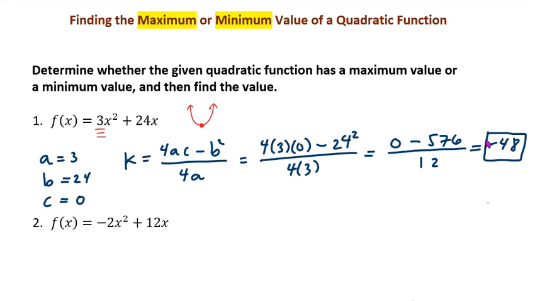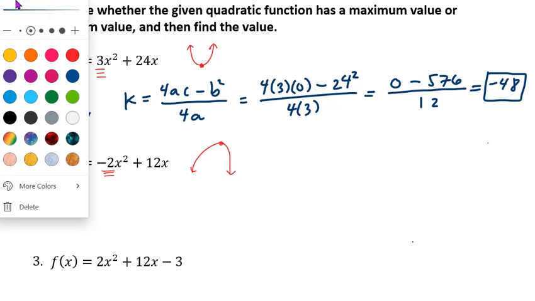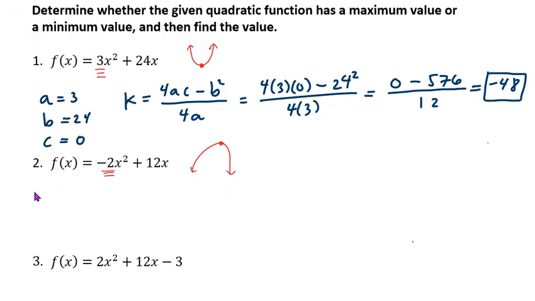Let's have item number 2. We have f of x equals negative 2x squared plus 12x. The leading coefficient is negative, so the parabola opens downward and the parabola has a maximum point. So the function f has a maximum value. Let's identify a, b, and c. So a here is negative 2, b is positive 12, and just like the first item, c is 0.